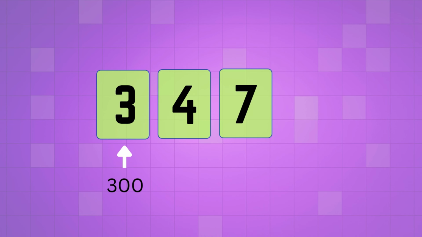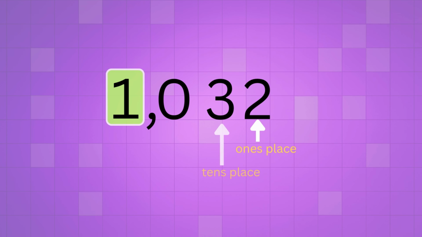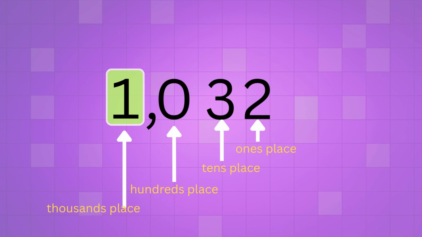Let's try an even bigger number, 1032. We're going to figure out what is the place value of the 1 in 1032. First, let's count the place value positions in this number. There are 4. The ones place, the tens place, the hundreds place, the thousands place.